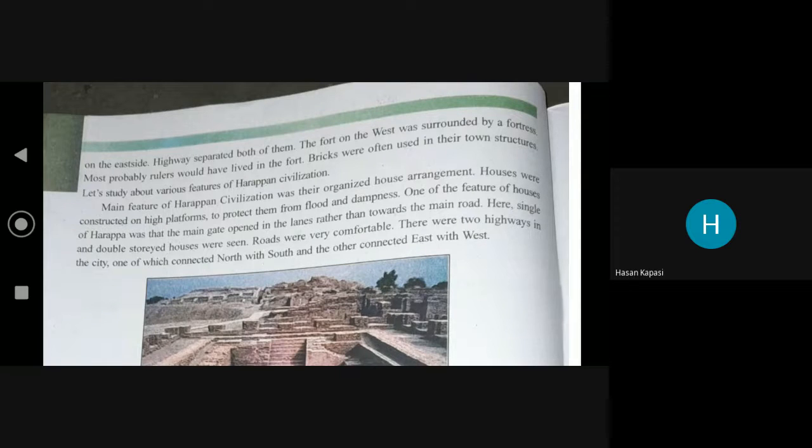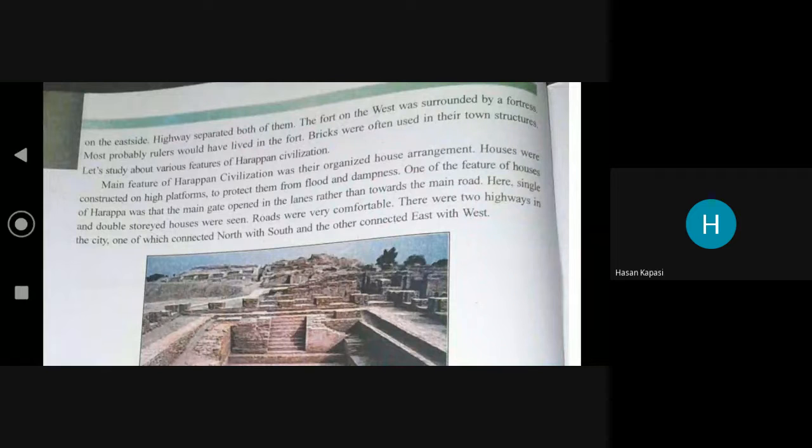Okay, why is Harappan civilization known in today's history? Anyone can say? Because it is the best civilization. The construction and the houses of this civilization are very different from today's construction, right? See, it is so perfectly done, though it is thousands of years old. Remember how the houses were constructed on high platforms to protect them from what? From floods and dampness, right?